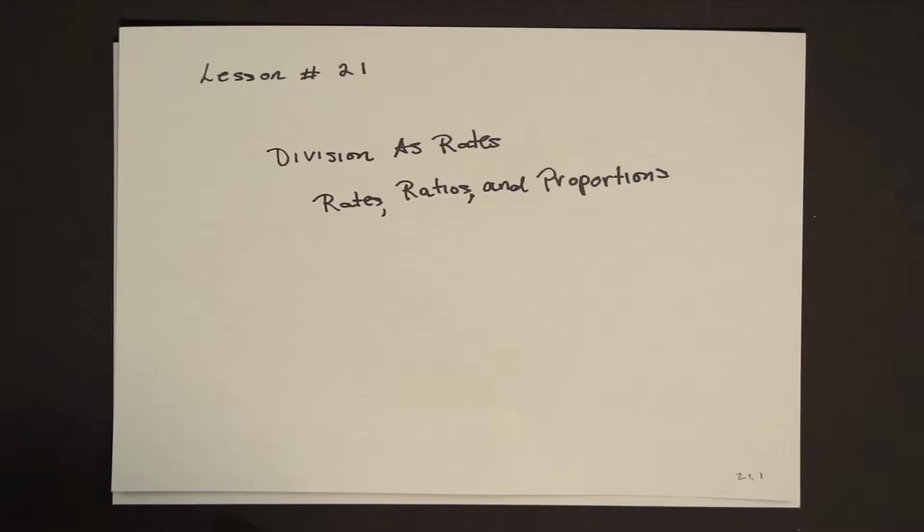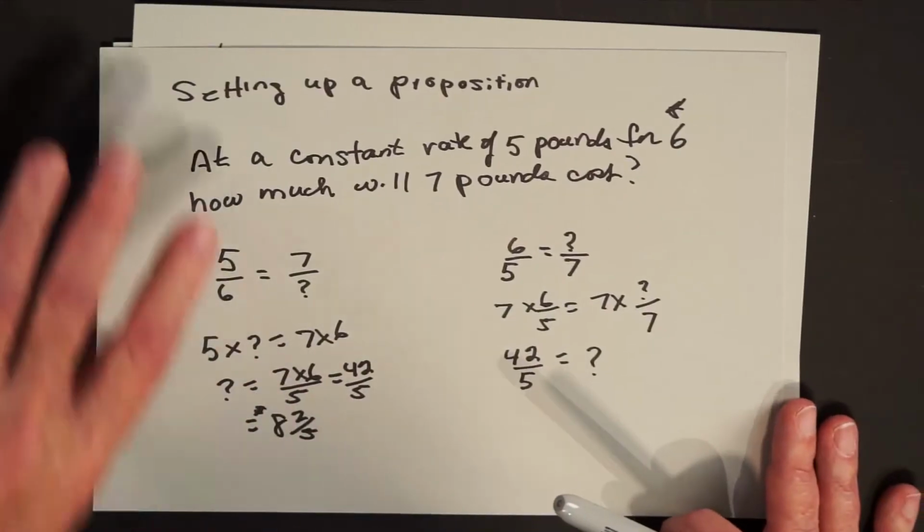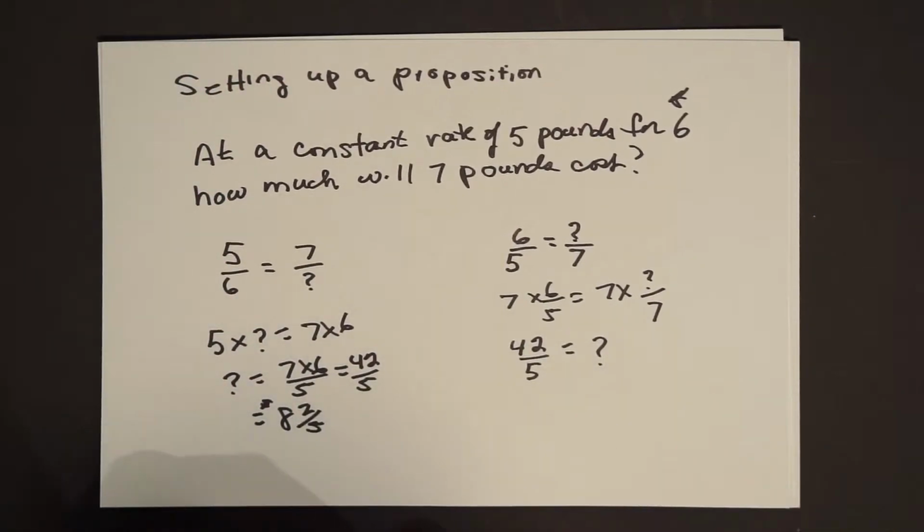So let's take a look at a typical type of problem and show how we traditionally handle this as a rate. And when I say traditionally, I haven't been in elementary school as a student for a very long time, so what I call traditional may be something that's already been outmoded. I'll just share with you how I was taught to do the problems. It was called setting up a proportion. And the problem was, at a constant rate of 5 pounds for $6, how much will 7 pounds cost?